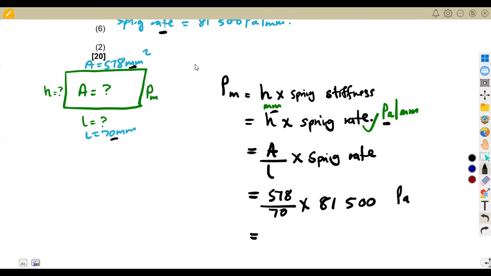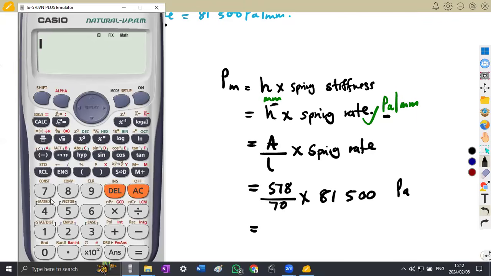So my calculator is already fixed to 3 decimal places, which means we are going to have our answer to 3 decimal places. That is over 70, multiplied by 81500, multiplied. That is the only thing that we have.